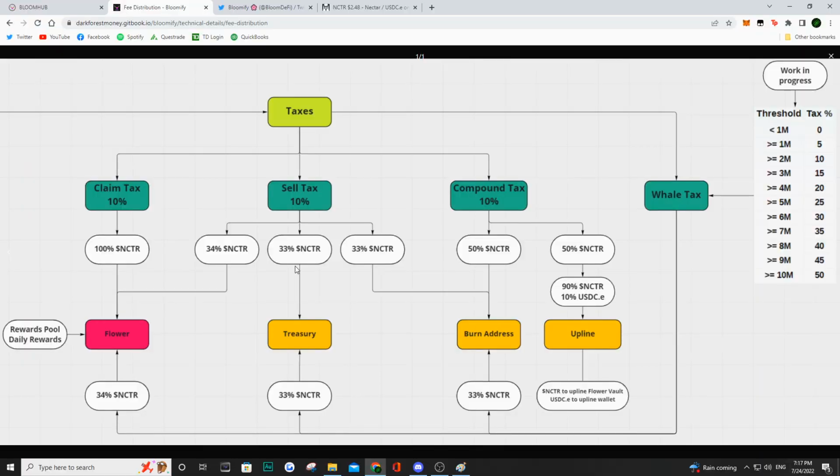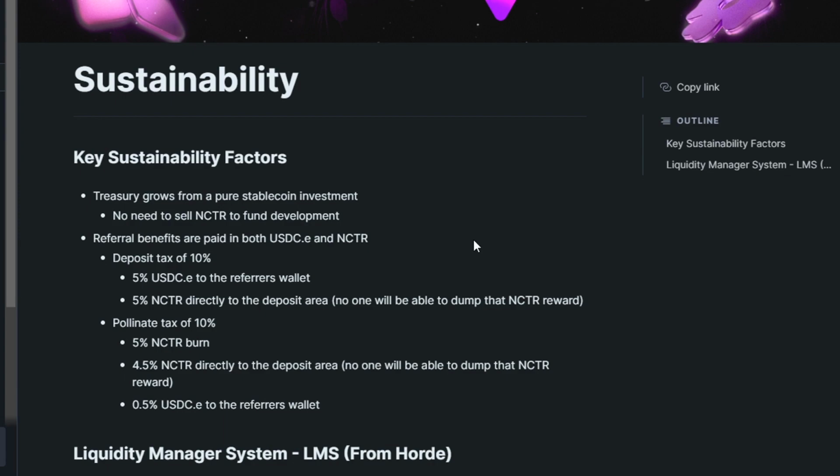If we take a look at the taxes, another way this actually helps the ecosystem is that every time there is an action, whether it's a claim, a sell, or a compound, there is a 10% tax, and you have the breakdown of where that goes. It basically goes to either the upline, the burn address, or the treasury, or your flower vault, and that is all going to help the ecosystem as well. So that in a nutshell is how they plan on being sustainable.